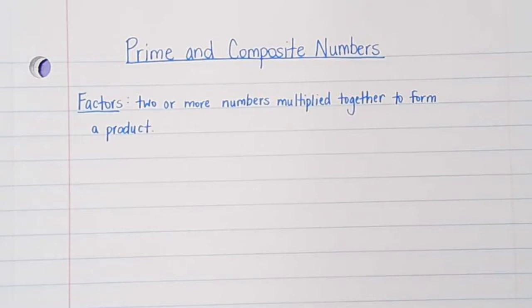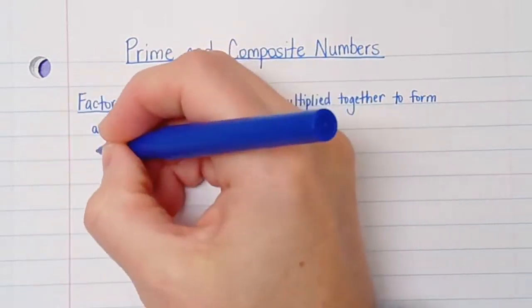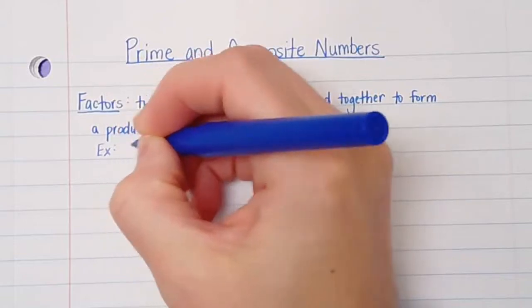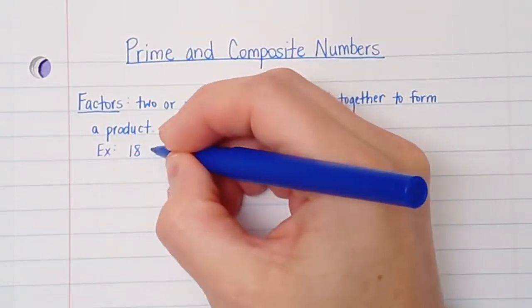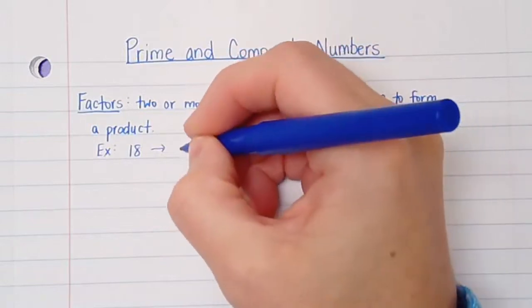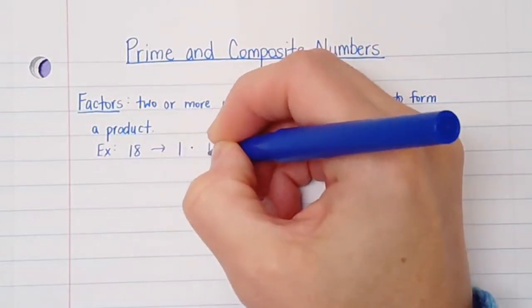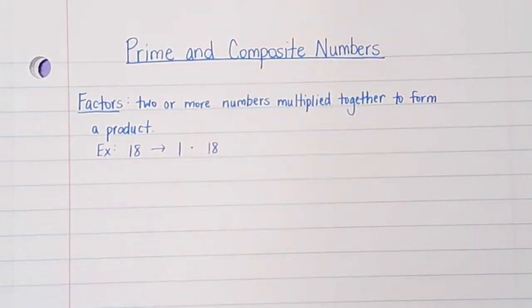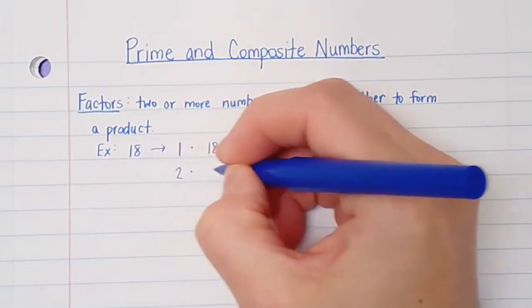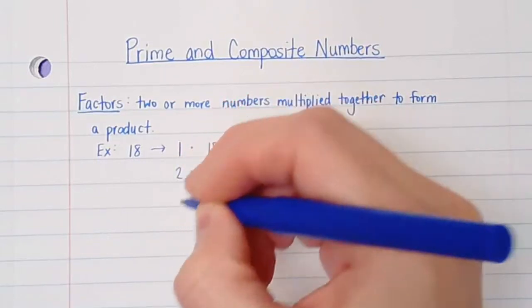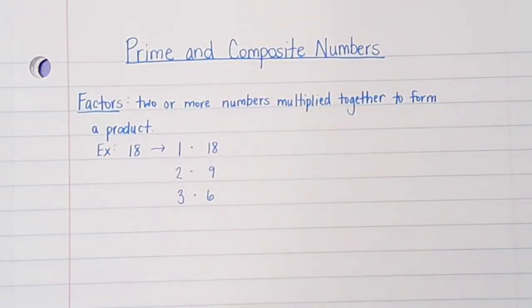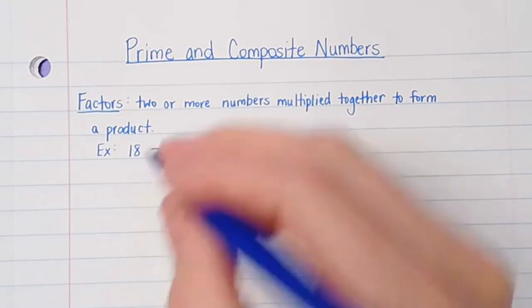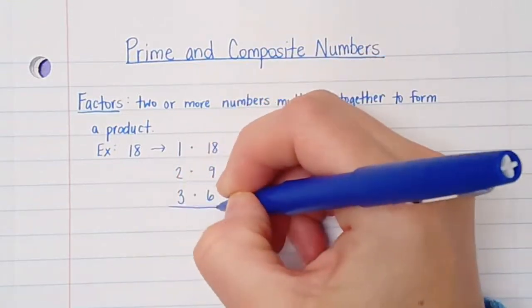So an example of some factors, if I have the number 18, well, what are some factors of 18? Well, obviously I've got 1 times 18, then I've got 2 times 9, and then I've got 3 times 6. All of those things multiplied together would give me 18. So therefore, 18 has 6 factors.